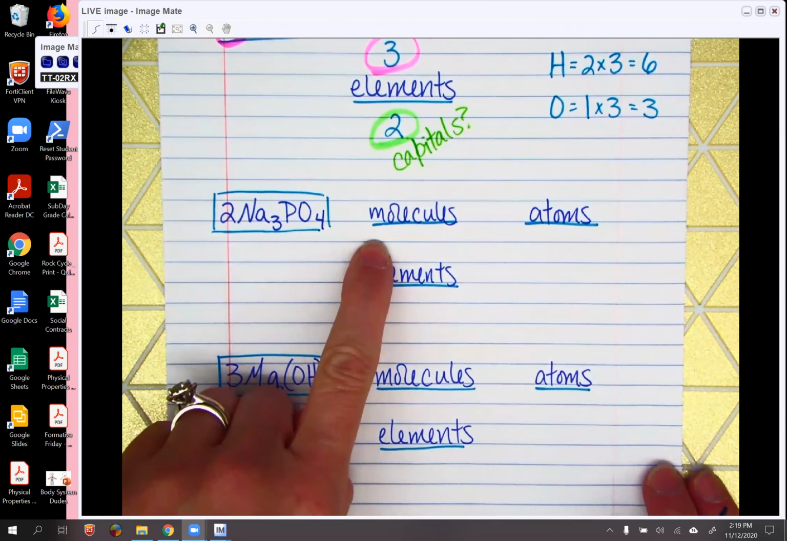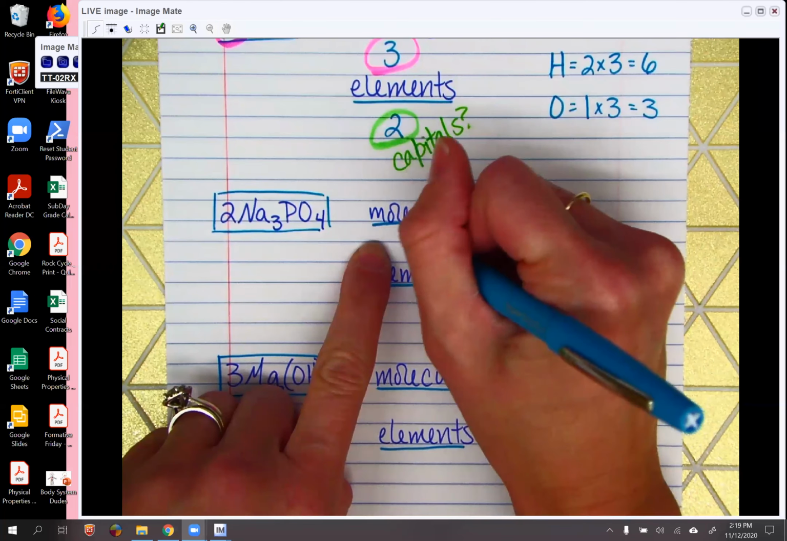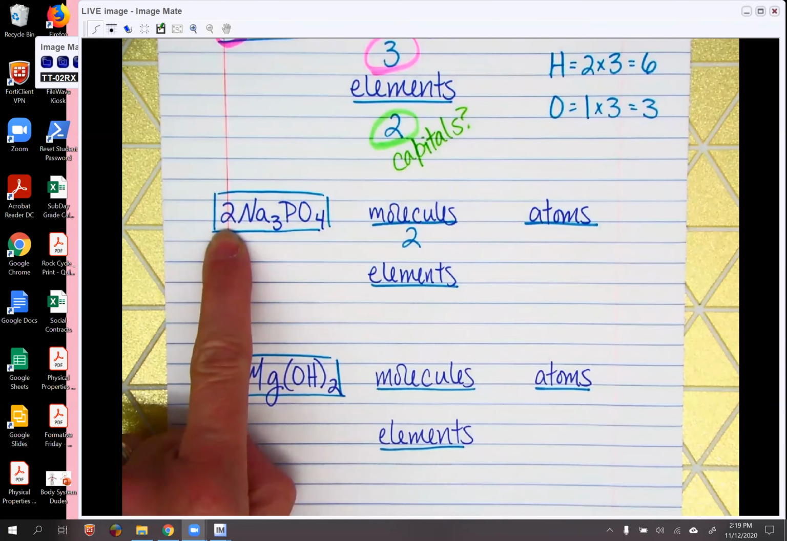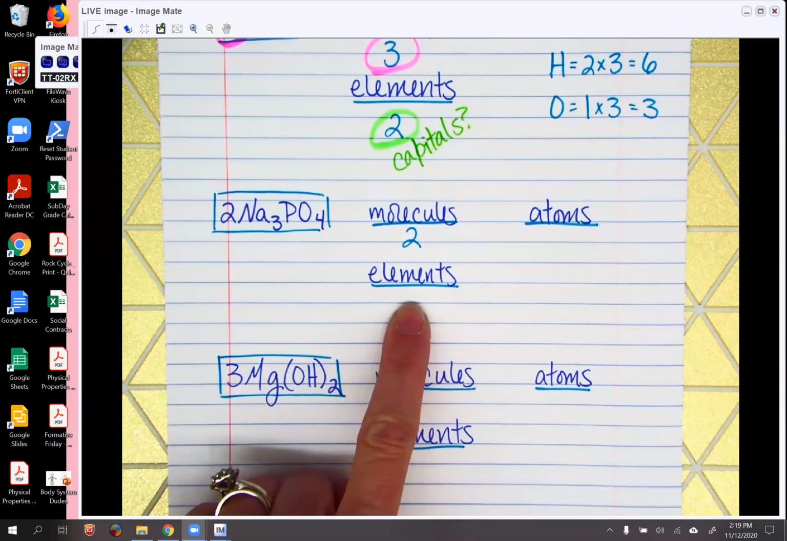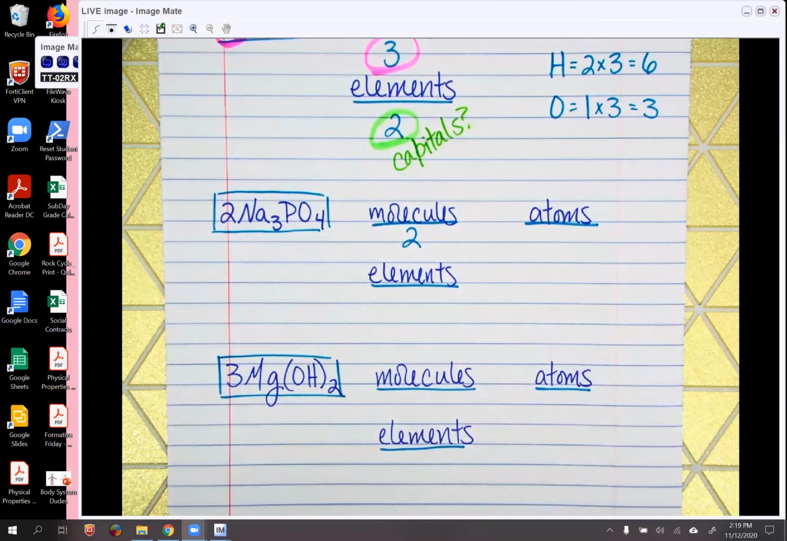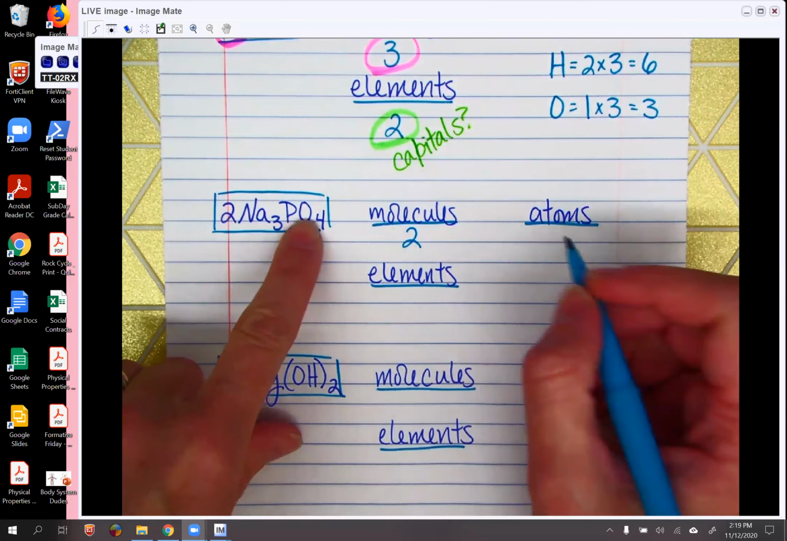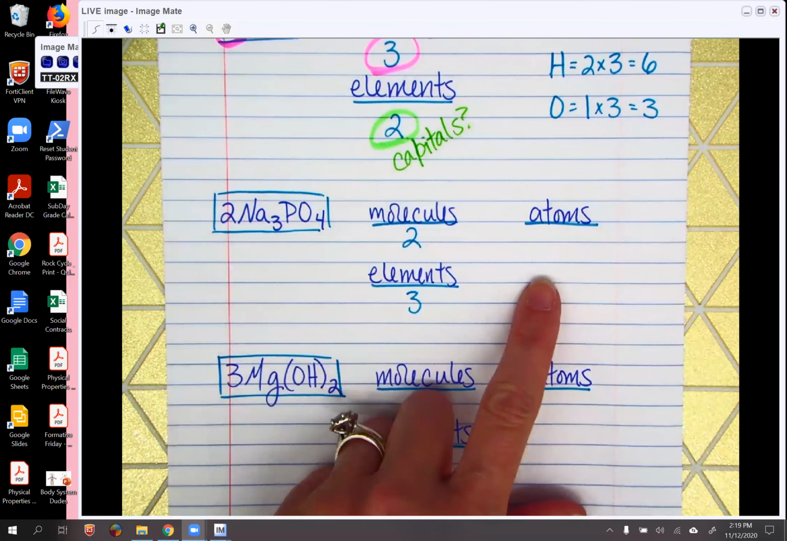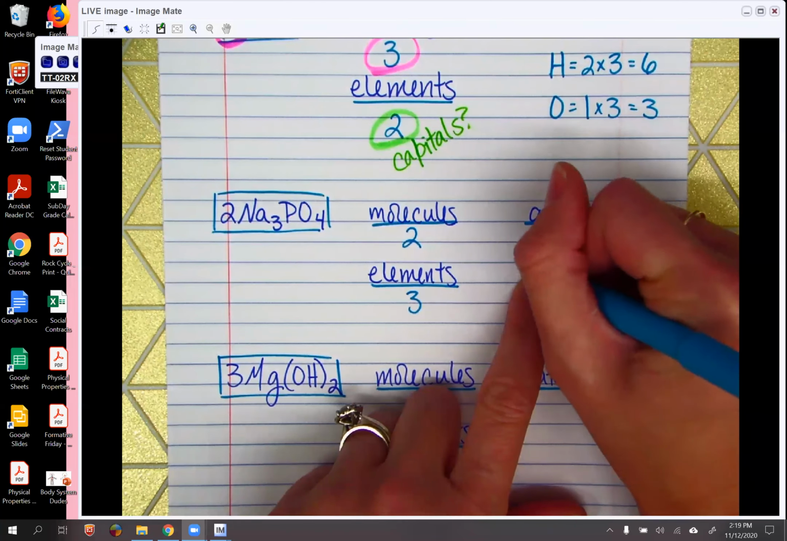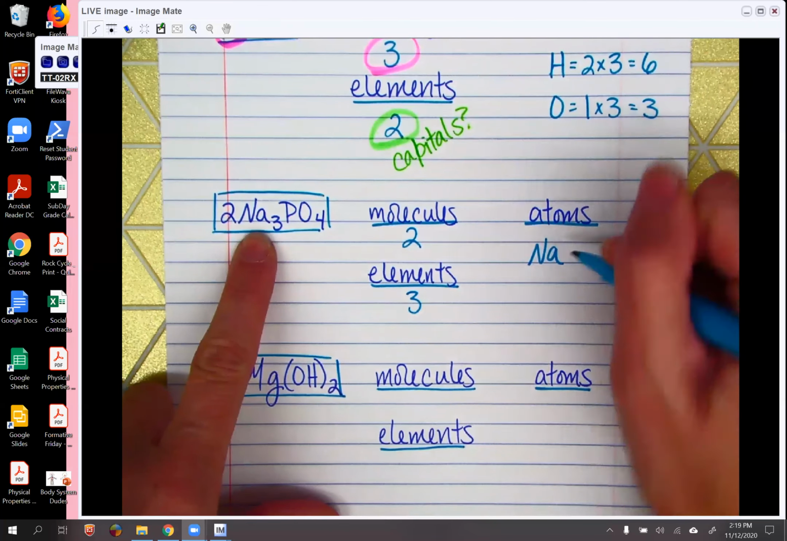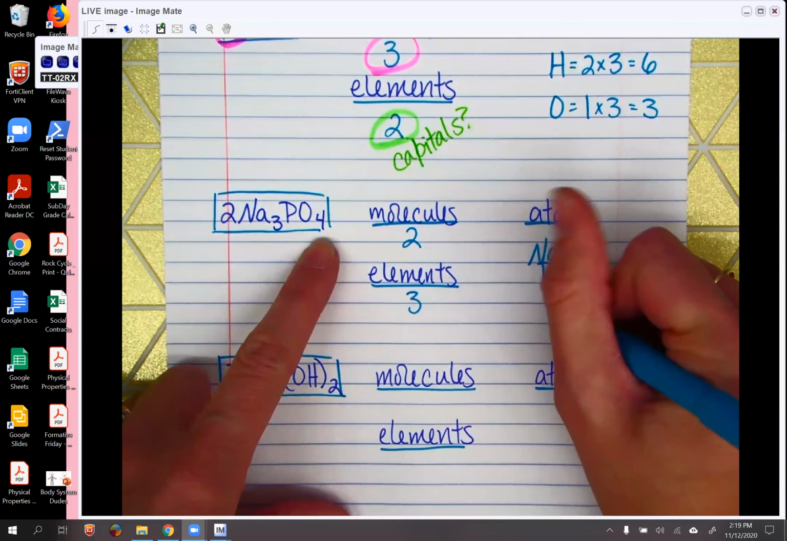How many molecules do I have here? 2, because it tells us right there. How many elements? 3, because we have 3 capital letters. 1, 2, 3. So our atoms we're looking for are Na, P, and O.